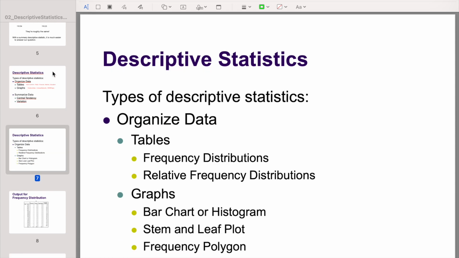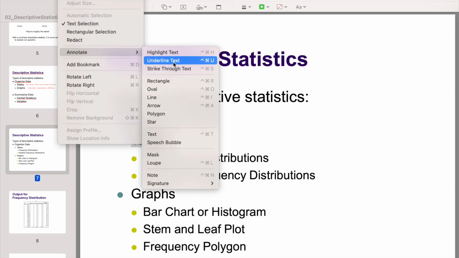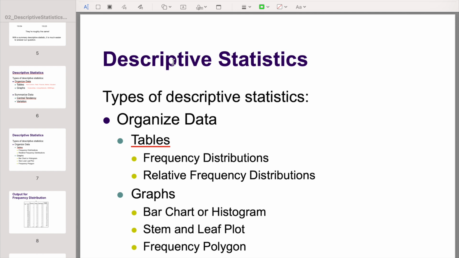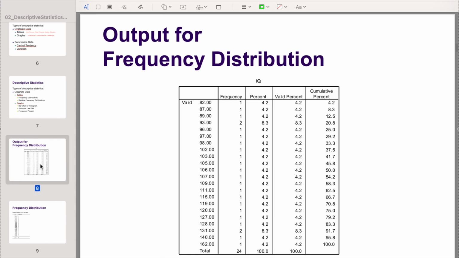So in tables, we could calculate the frequency distribution, we can calculate the bar chart or histogram. There's also some other visualization called stem and leaf plot. Also the frequency polygon. So let's see some more examples here. This is an output for frequency distribution.